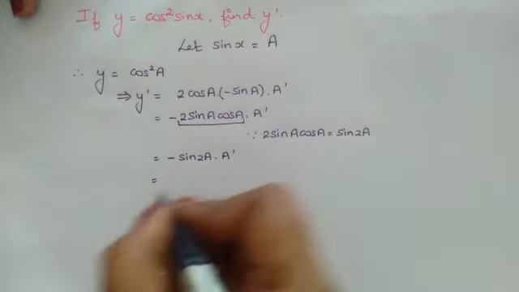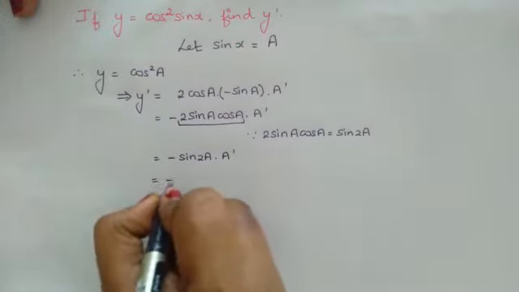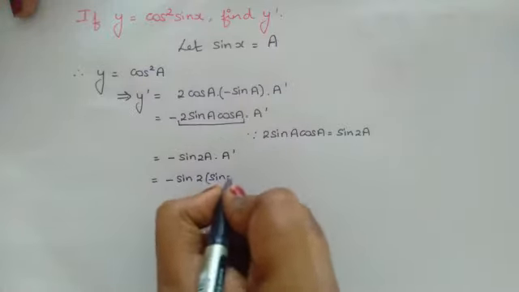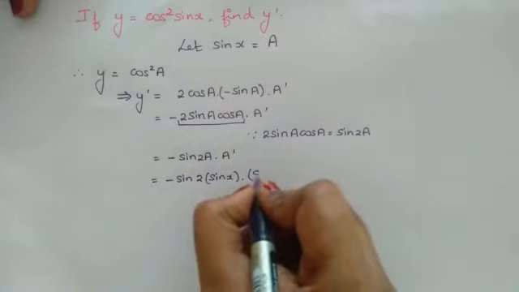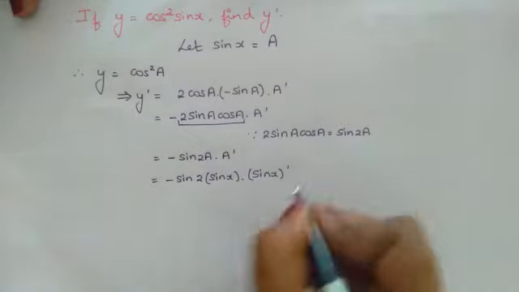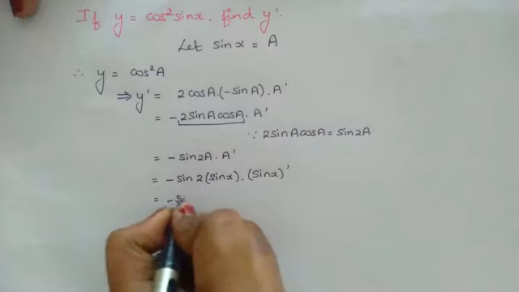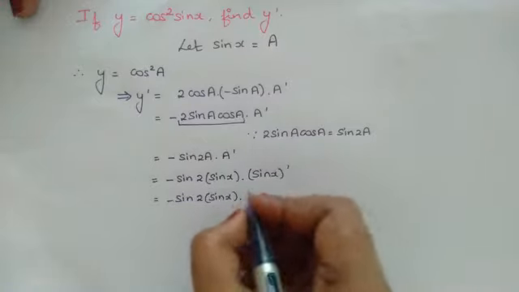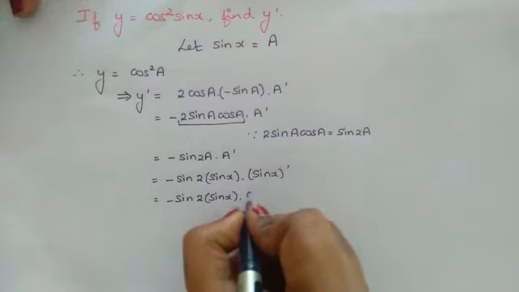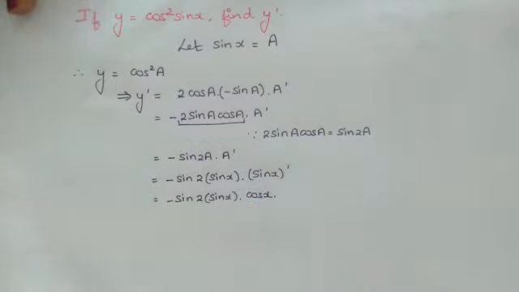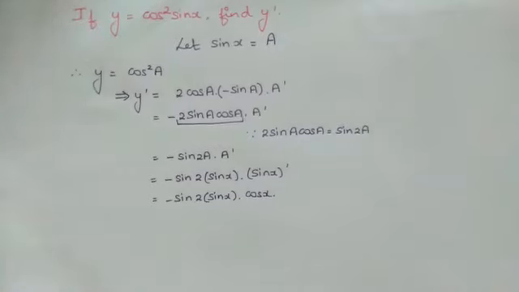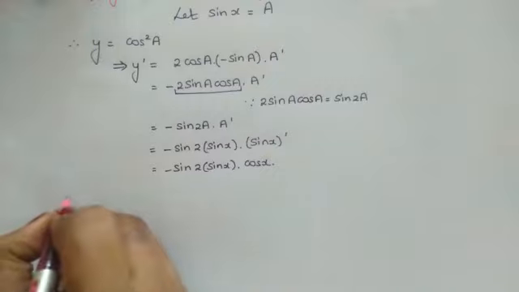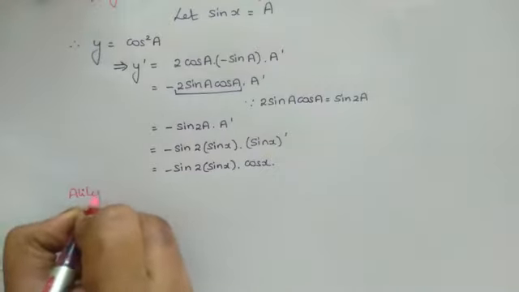Now replace A as sin x here. So this is minus sine 2 times sin x into A dash, that is sin x the whole dash. So this is minus sine 2 sin x into the derivative of the sin x function, which is nothing but cos x. That's it. This is one of the ways. Let me show you the other way also now. This will be a lighter, alternative method.